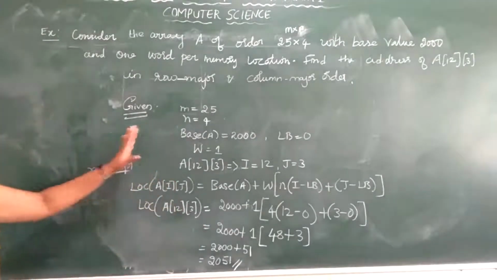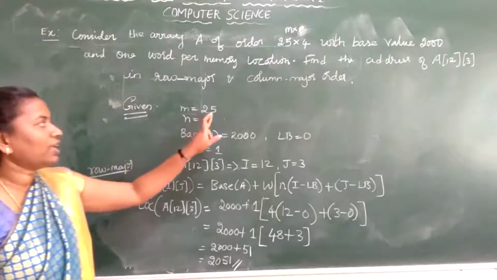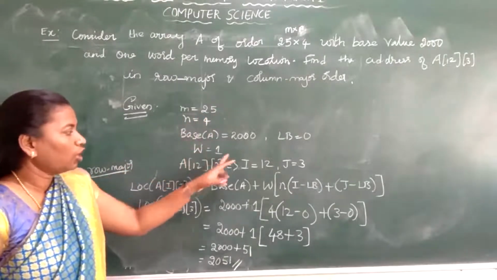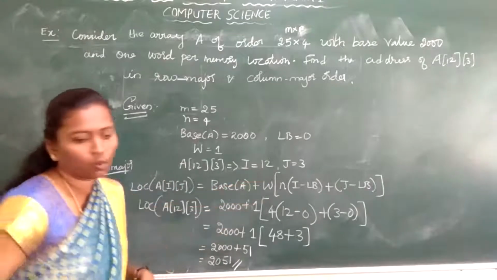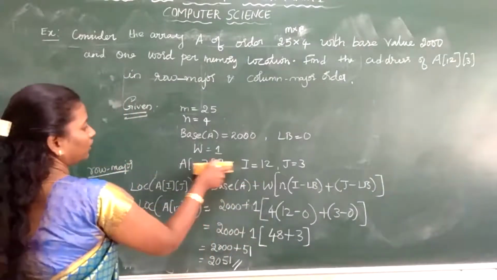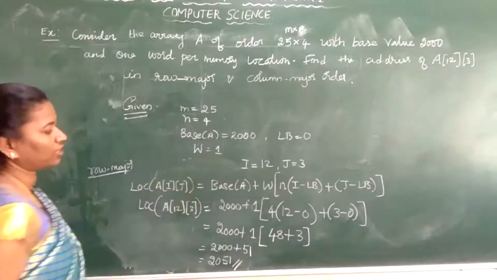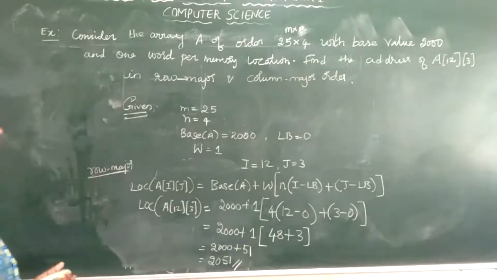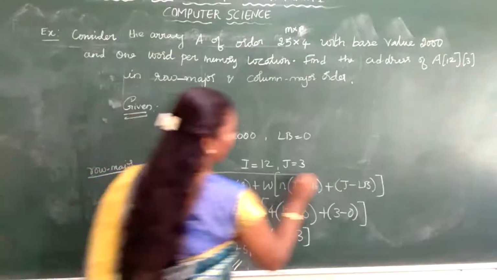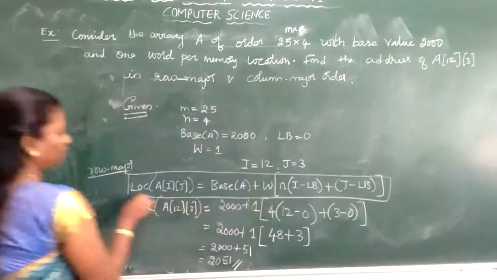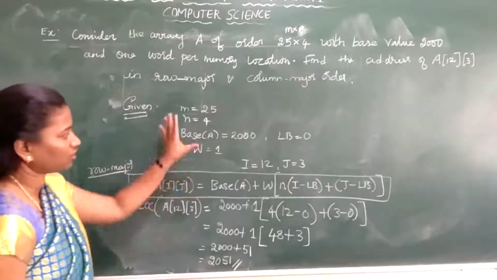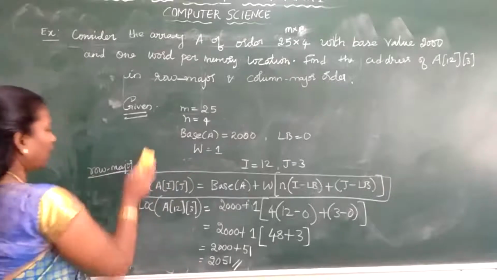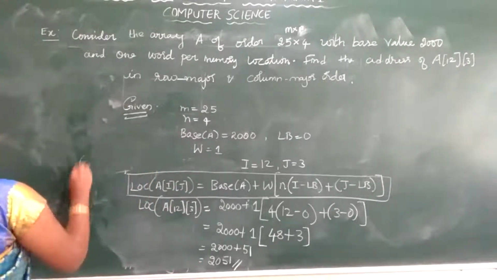I repeat. In the given problem, we have taken m, n, base, W, lower bound and just taken what is I value and what is J value. This is the formula I have applied to calculate the row major. Just based on this formula, we substitute the values and we get this answer. Next, the same problem we'll do for column major.